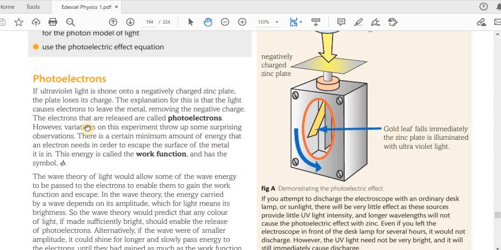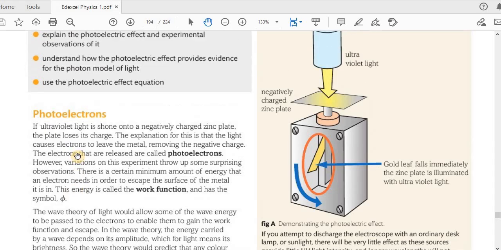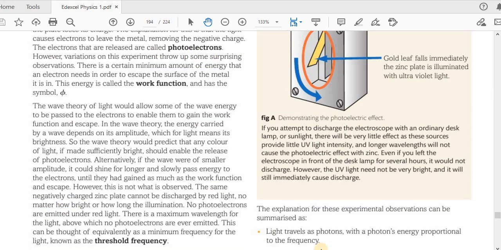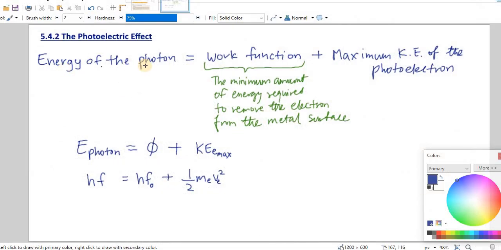Anyway, however, variations on this experiment throw up some surprising observations. There is a certain minimum amount of energy that an electron needs in order to escape the surface of the metal it is in. This energy is called the work function and has the symbol phi. So let me write it and show you. That will make it easier for you. Alright, so here is basically what we have. This is the equation: energy of the photon is equal to the work function plus the maximum kinetic energy of the photoelectron, and it is explained here.